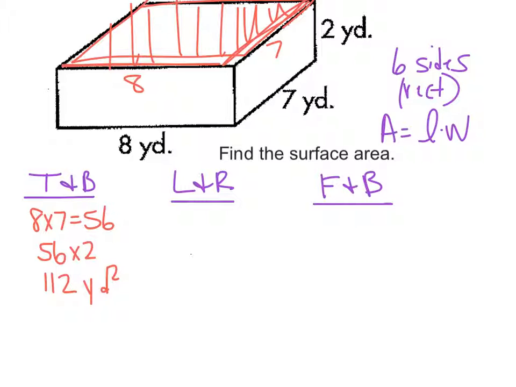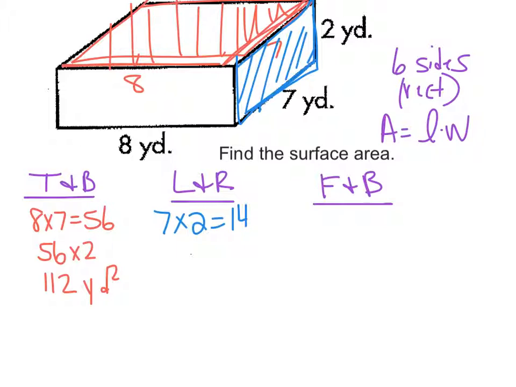So for left and right, I'm going to trace this side here, and the length is 7 times the width is 2, which gives me 14. And so then that's the area of this side. So to get the left and the right, I'm going to do 14 times 2, which gives me 28 yards squared.